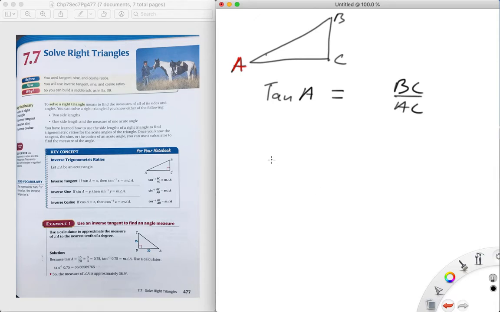Then we have sine of A, which is equal to opposite over hypotenuse, which is BC over AB. Then we have cosine of A, which is equal to AC over AB.